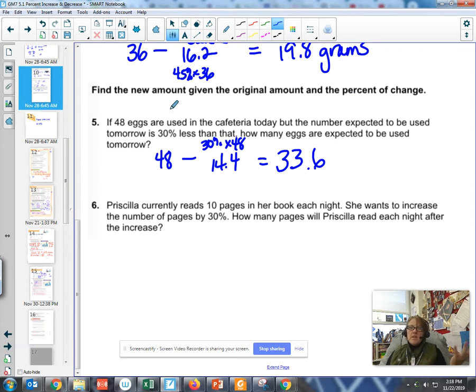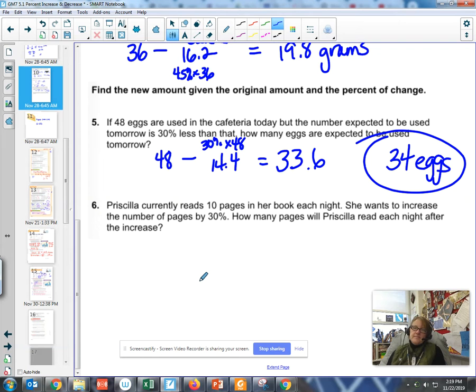Stop. We're talking about eggs. Can you have 0.6 of an egg? That does not make sense. So you're going to have to decide here how many eggs are expected. I guess I would round up and say 34 eggs. Watch your situation. If it's a word problem, then you have actual units, and see if your value makes sense according to the problem.